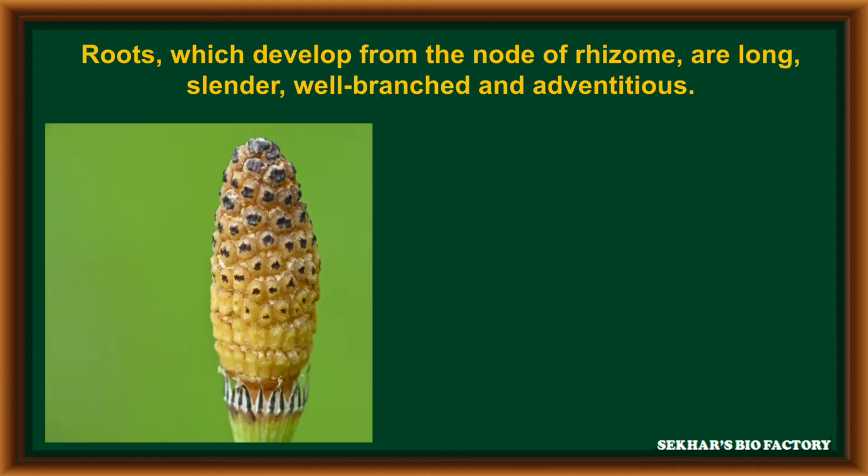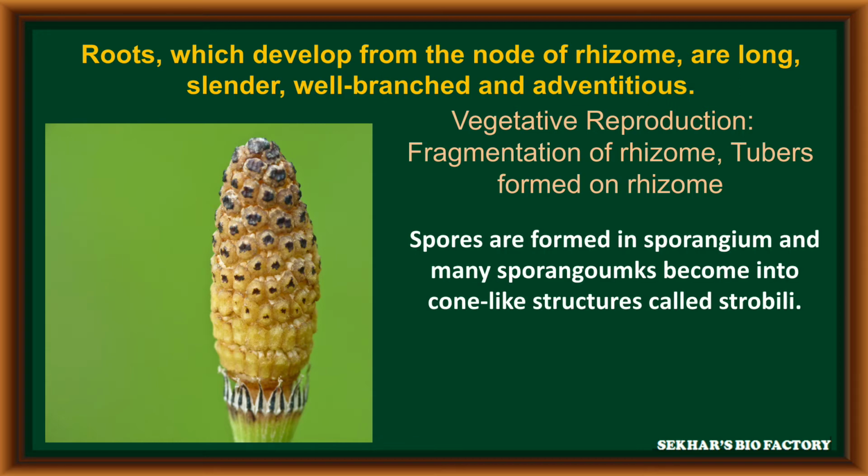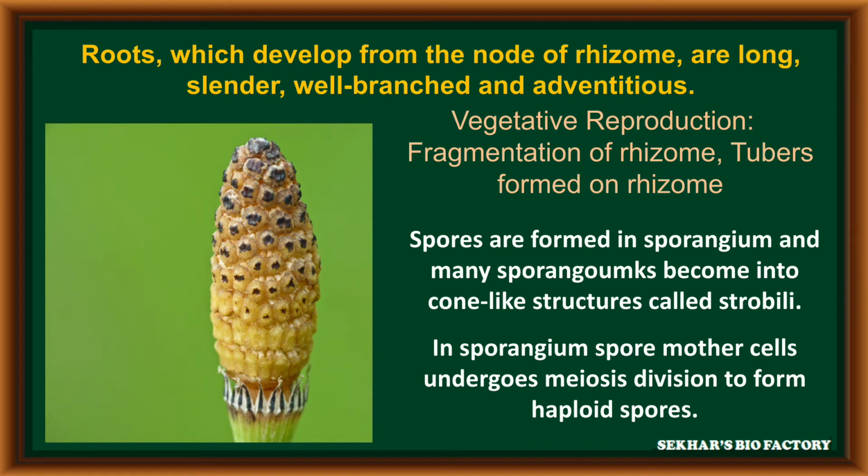Roots, which develop from the lower node of the rhizome, are long, slender, and well-branched adventitious roots. Vegetative reproduction takes place by fragmentation of the rhizome. Sometimes tubers are formed on the surface of the rhizome. During asexual reproduction, spores are formed inside sporangia, and many sporangia become a cone-like structure called strobili. In the sporangium, spore mother cells undergo meiosis to form haploid spores.